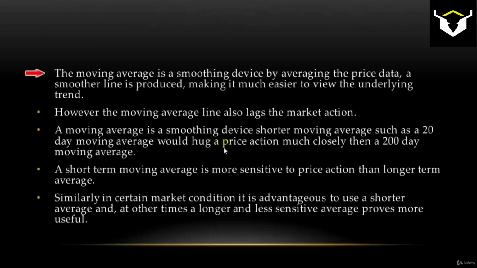The moving average is a smoothing device. By averaging the price data, a smoother line is produced, making it much easier to view the underlying trend. However, the moving average line also lags the market action. A shorter moving average, such as a 20-day moving average, would hug the price action much more closely than a 200-day moving average. A short-term moving average is more sensitive to price action than longer-term averages. Similarly, in certain market conditions it is advantageous to use a shorter average. At other times, a longer and less sensitive average proves more useful.